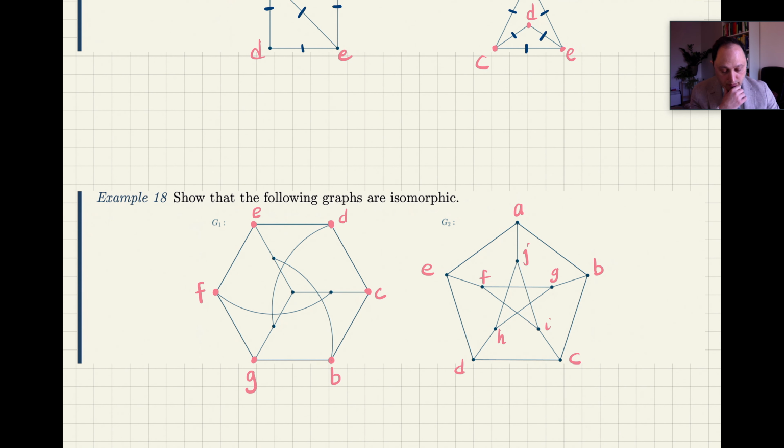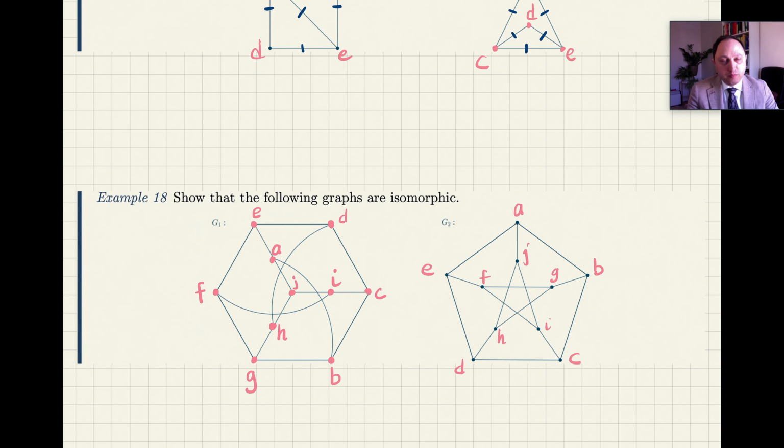C, I, J, H, and A. Okay, so this is the label that you are claiming is going to work.